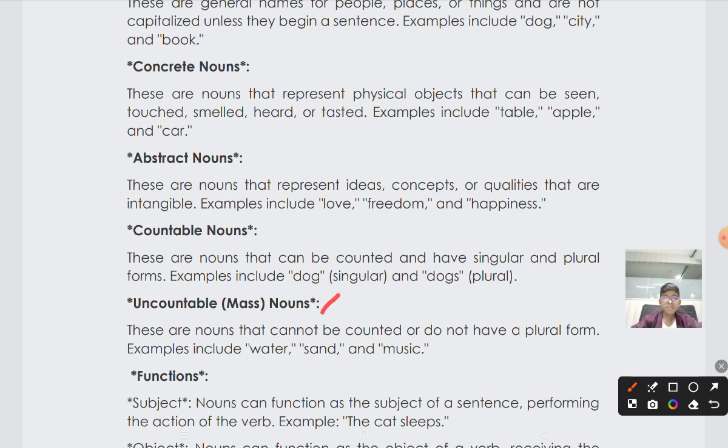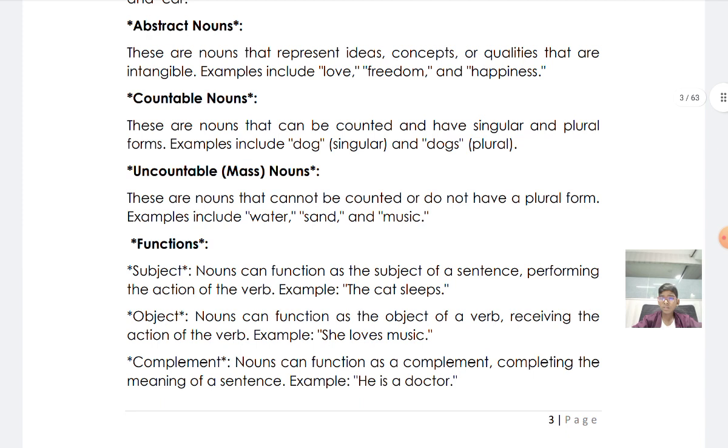So next comes the functions of noun. Subject. Noun can function as the subject of a sentence, performing the action of a verb. Example, the cat sleeps. Object. Nouns can function as the object of a verb, receiving the action of a verb. Example, she loves music. Complements.